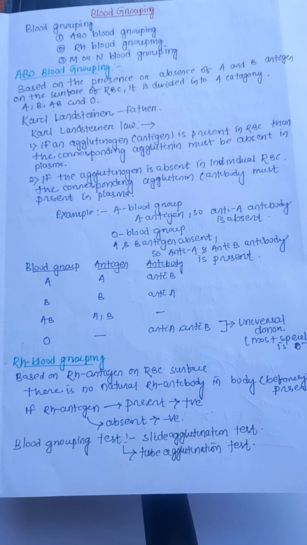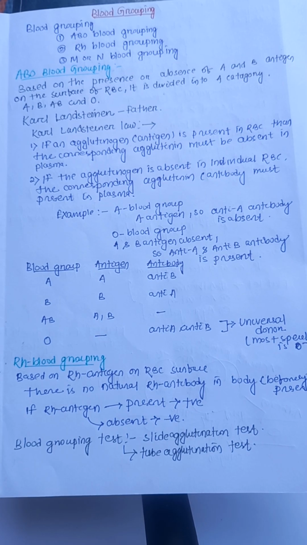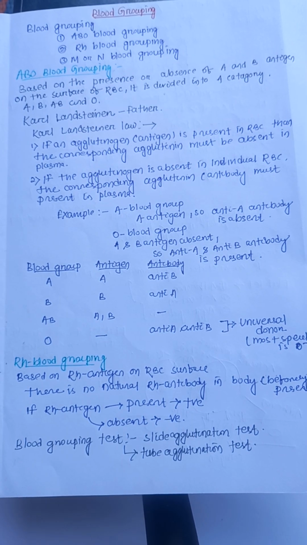Let's see blood grouping. Blood grouping is the ABO blood grouping, Rh blood grouping, and M or N type of blood grouping.